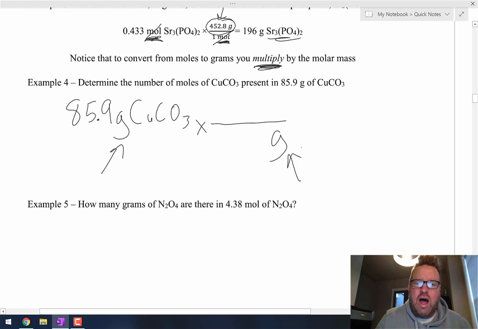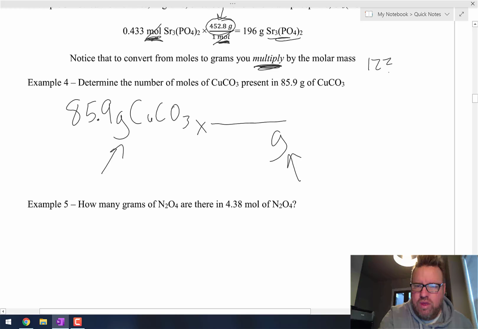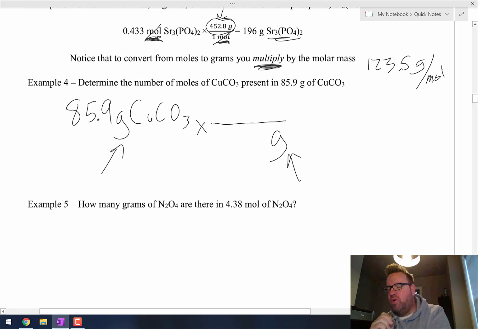So copper is 63.5, so I'm going to put that into my calculator, 63.5, plus carbon, which is 12.0, plus oxygen, which is 16 times 3 is 48. So I have 63.5 plus 12 plus 48, and that is equal to 123.5 grams, again, per mole.